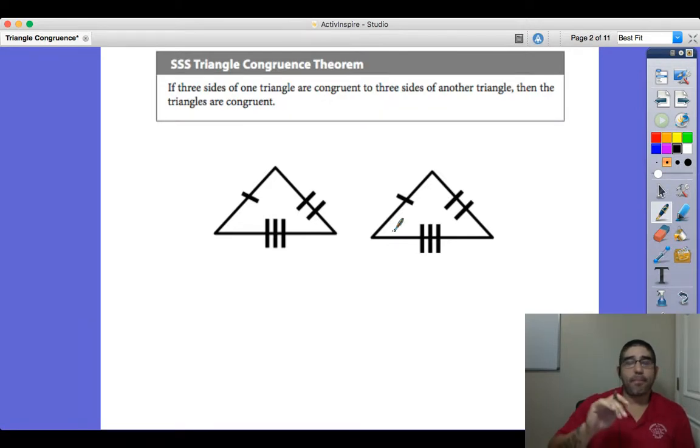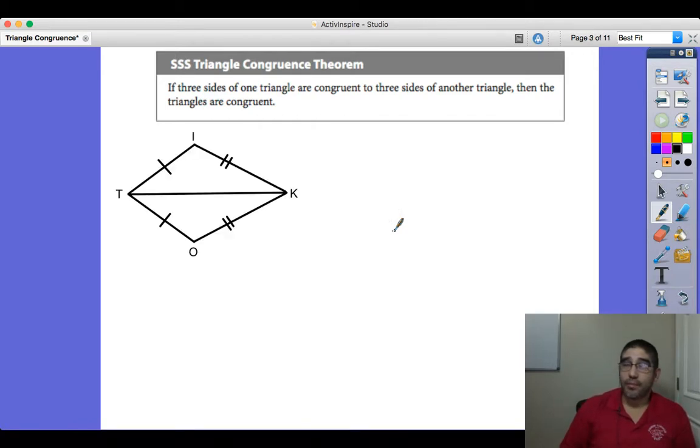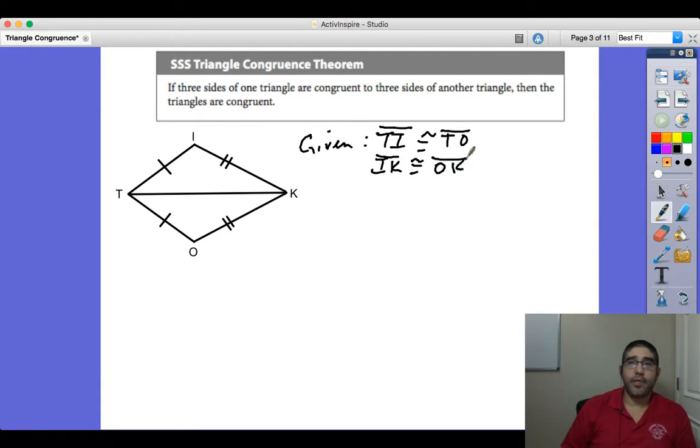Sometimes there are these hidden things that you don't see in the beginning, and it's not until you've seen an example of it that it really comes into play. Like here, we are given that TI is congruent to TO. We're also given that IK is congruent to OK. And what we need to prove is that triangle TIK is congruent to triangle TOK.